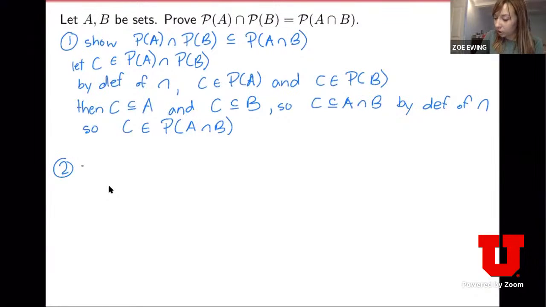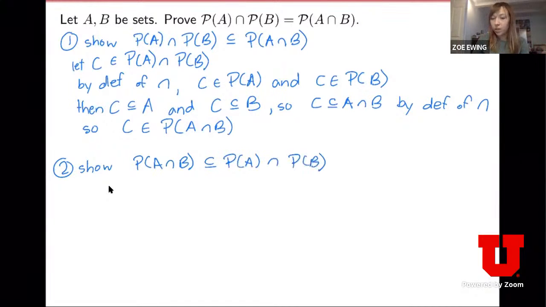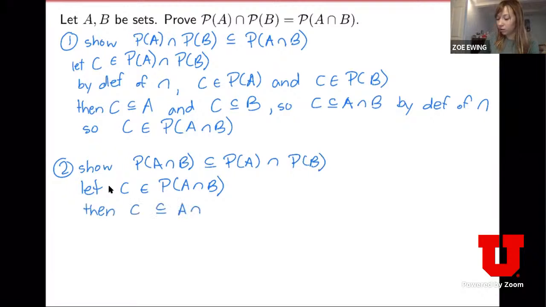So we're wanting to show that the power set of A intersect with B is a subset of the power set of A intersected with the power set of B. So once again, we're going to let C be in the set that is the power set of A intersect with B. And we can already jump to showing the subset steps. So we can say that C is a subset of A intersect with B. And forgot to specify this earlier, but that's by definition of a power set.